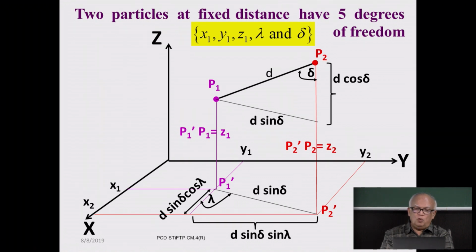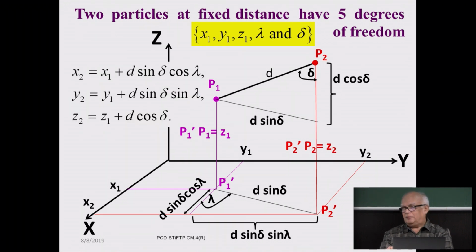Now, if you add a third particle, then how many parameters will we need? So in the first place, you should recognize that these 2 objects are completely specified by 5 degrees of freedom, 3 of which, x1, y1, z1, are the coordinates of particle P1. So x1 has the dimension of length, y1 also has a dimension of length. But delta and lambda are 2 angles, they don't have the dimensions of length.